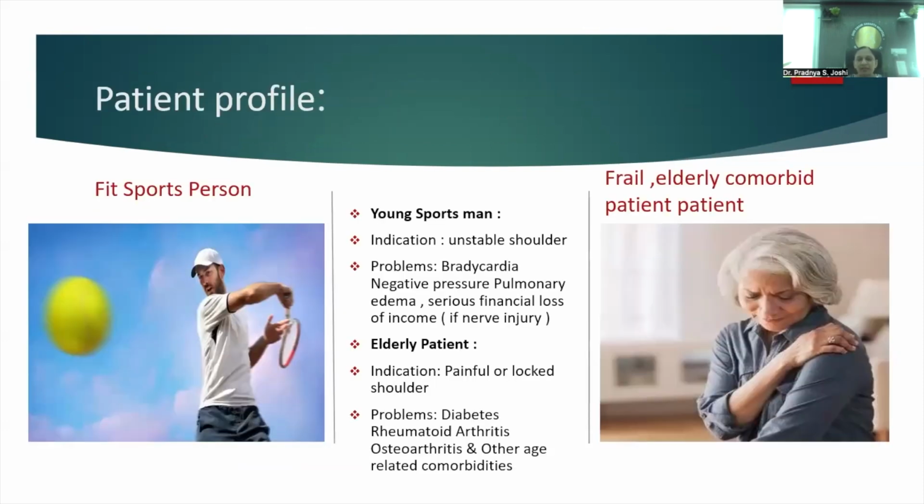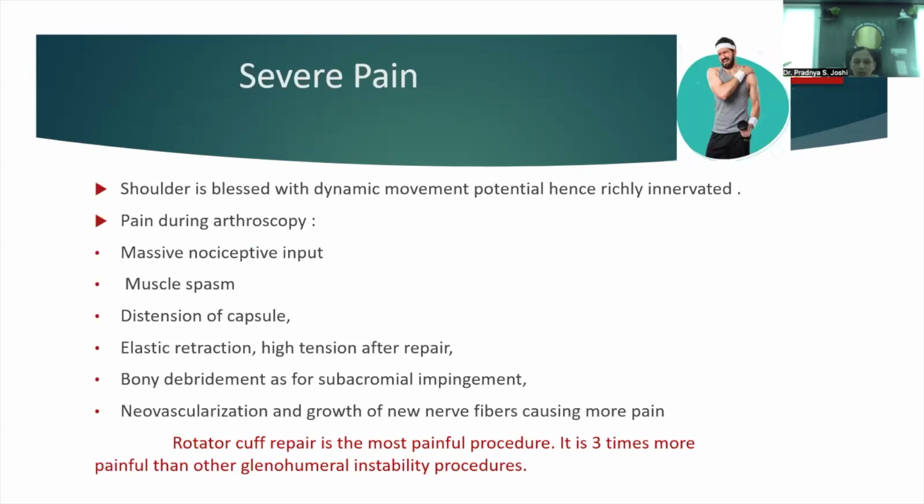When we consider the patient's profile, on one end, there is a fit sports person with an unstable shoulder, and on the other end, there is a frail elderly patient with multiple comorbidities and a painful shoulder. The problems with both are totally different.